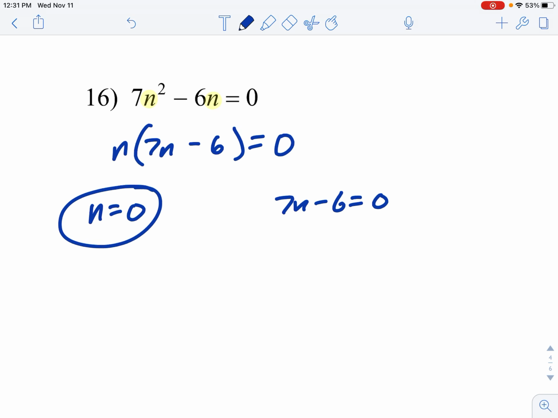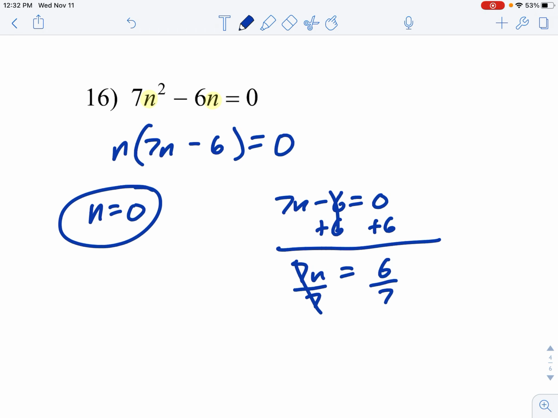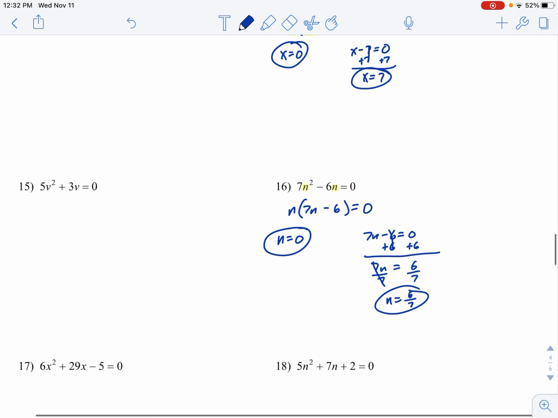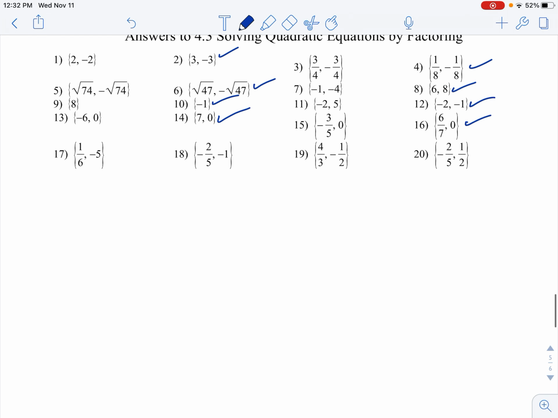This one's already solved. This one, we do have to solve, and it doesn't look like it's going to work out all nice and neat, right? When you divide by 7, you can't divide 6 by 7. Do not grab a calculator and type in 6 divided by 7. You'll just get an ugly decimal. It's fine just to leave your answer as a fraction, 6/7. So 0 and 6/7 should be the answer, and there it is.